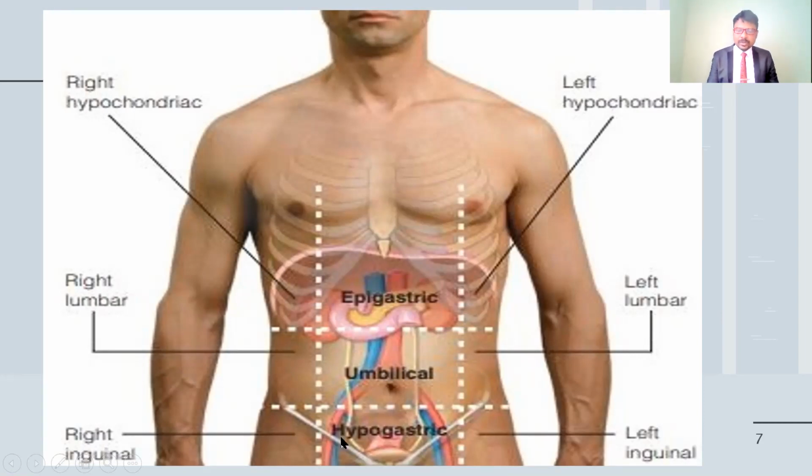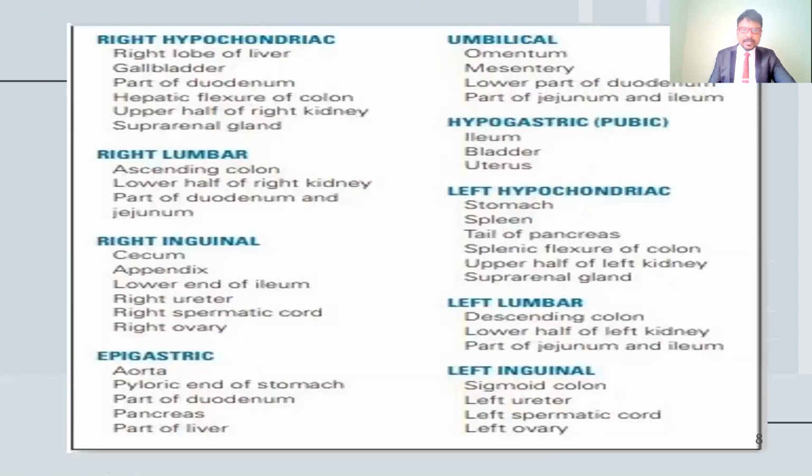The hypogastric level, also the suprapubic region, is going to divide into right inguinal and left inguinal. In total, the abdomen is going to divide into 9 regions: right hypochondriac, epigastric, and left hypochondriac; right lumbar, umbilical, and left lumbar; right inguinal, hypogastric, and left inguinal. So these are the 9 areas. The abdomen is divided into the 9 regions.